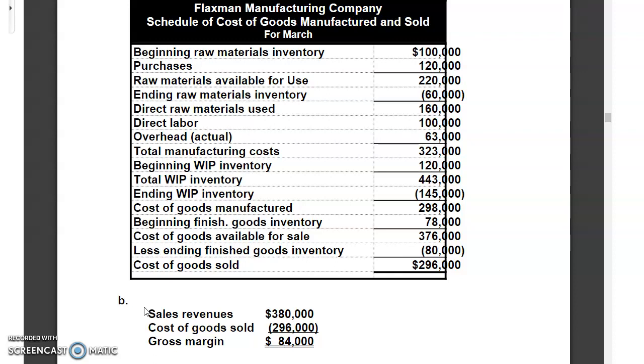Sales revenue was given in the problem of 380,000, minus the cost of goods sold that we calculated in this schedule, gives us the gross margin, which is the answer to part B.